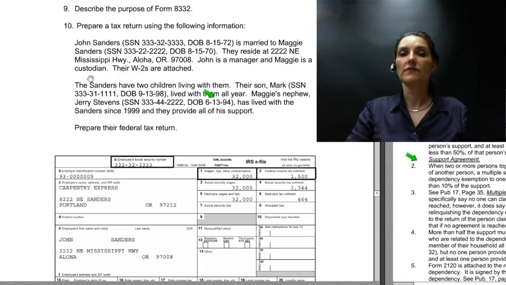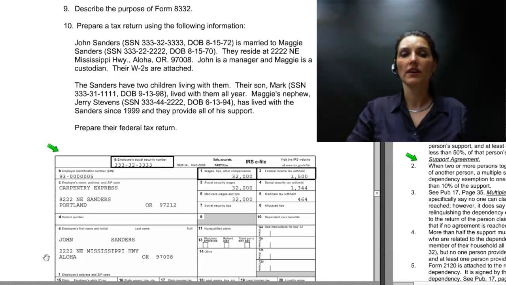So I'm giving you a couple of hints here. The Sanders have 2 dependents. They will be filing a joint return, and their income is shown below. One of the dependents will qualify for the child tax credit and the other will not. Go ahead and prepare the return.